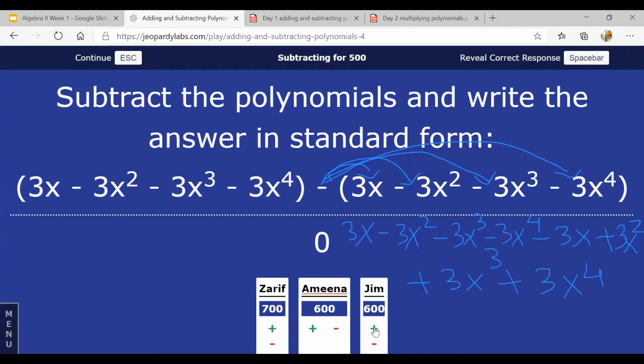Okay, now we're going to combine like terms. So positive 3x and negative 3x cancel out. Bye-bye. Then you have 3x squared, and another 3x squared, but this is negative 3x squared. So negative 3x squared plus 3x squared, they cancel out. Bye-bye. Negative 3x to the third and positive 3x to the third cancel out. And then you have negative x to the fourth and plus x to the fourth, they cancel out.